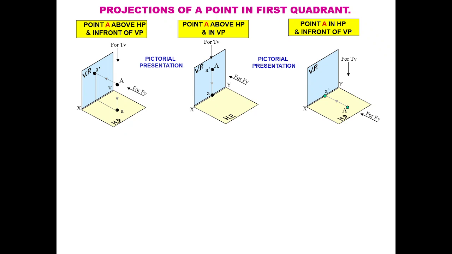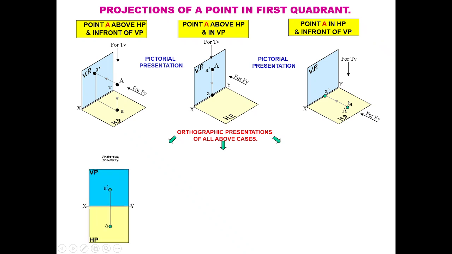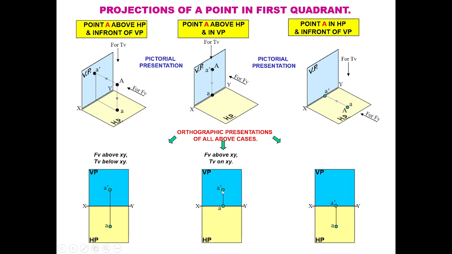Okay, so you can see here, if it is in VP, then A dash you can get in front of this. Now this is the XY line, so the front view is above the XY line and the top view is below the XY line for the case above HP and in front of VP. So here it is A dash and A. We always draw the projector, because the front view and top view of a point always lie on the same line.